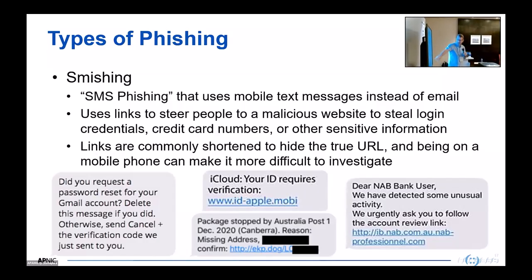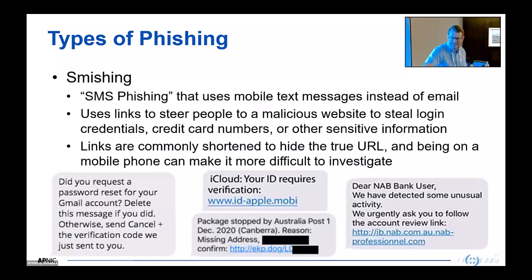So yeah, "Did you request a password reset for your Gmail account? Delete this message if you did. Otherwise, send cancel and the verification code we just sent you." So do you see what's happening here? There's no link, but what's happening? They've got somebody's username and password, but they don't have their two-factor. So what they're doing is they're logging into somebody's account with the username and password and saying, send me an SMS code. But of course, it goes to the legitimate account holder's message.